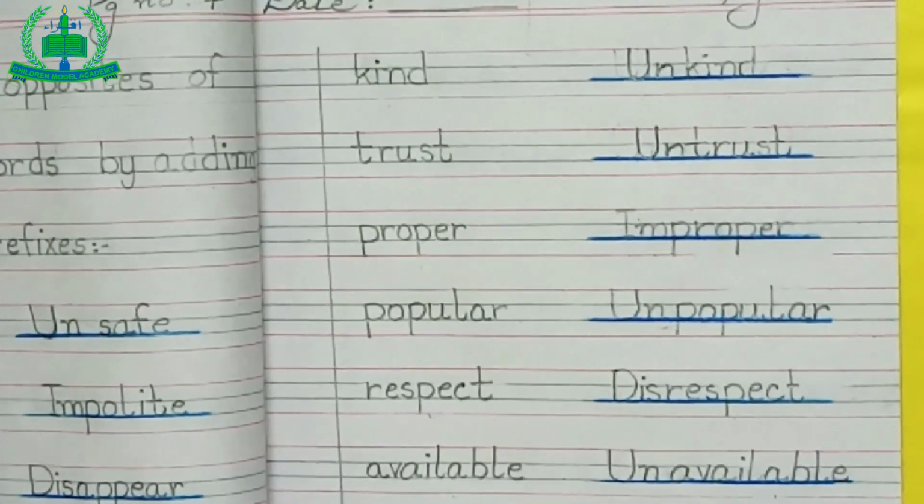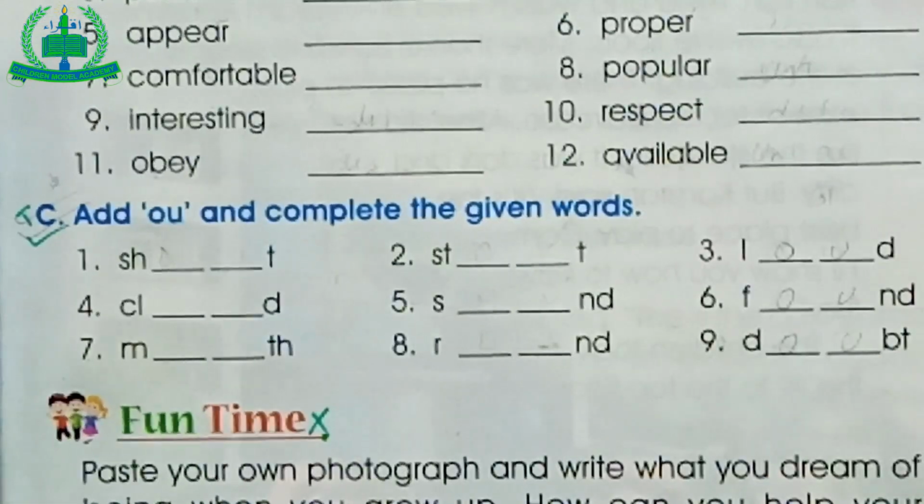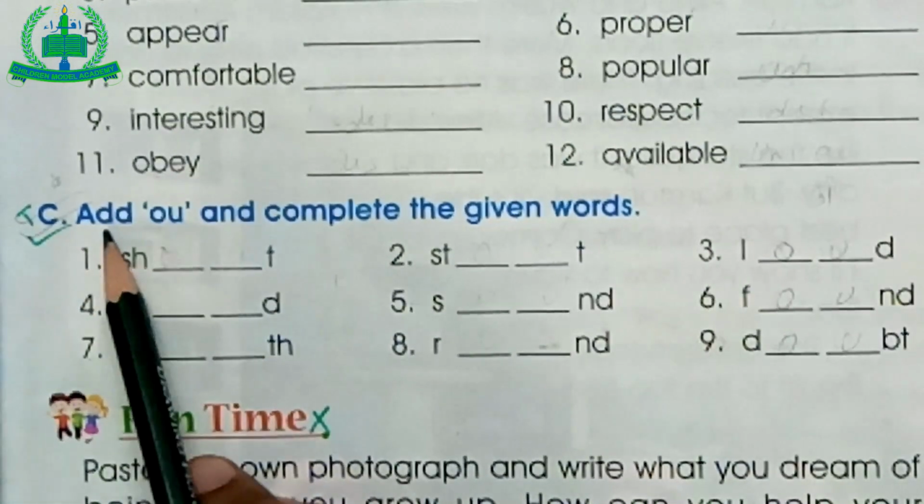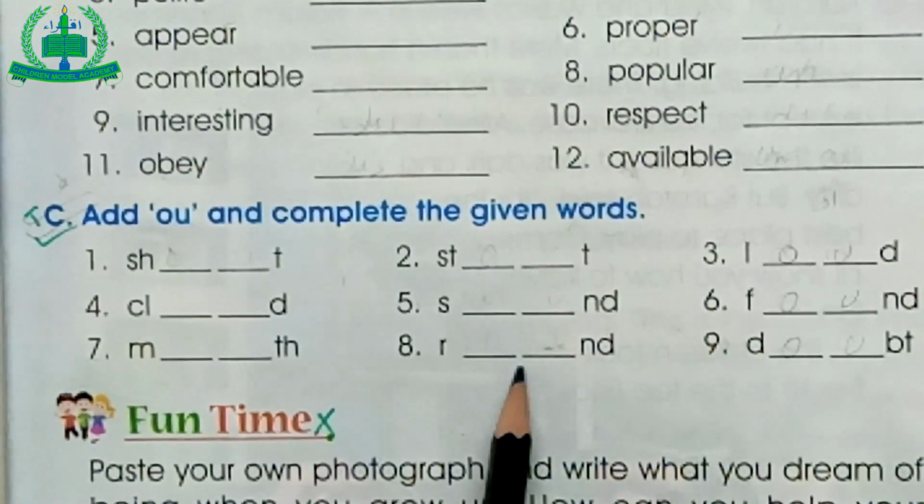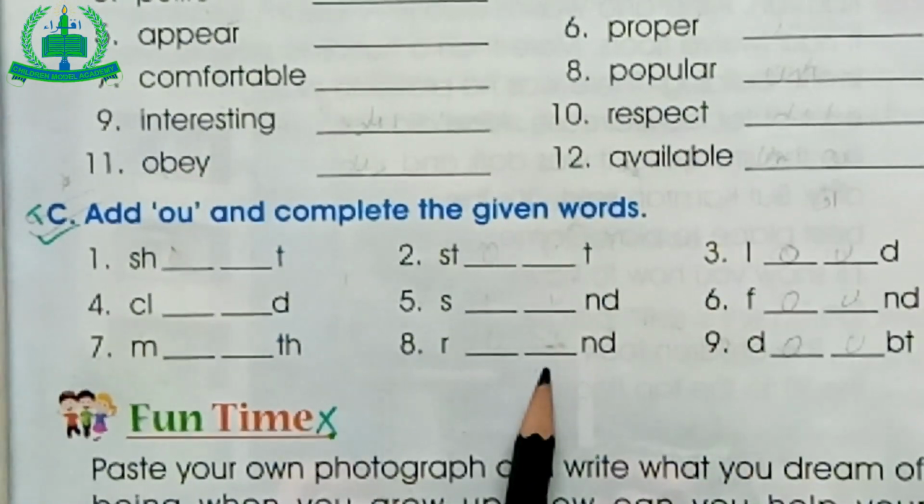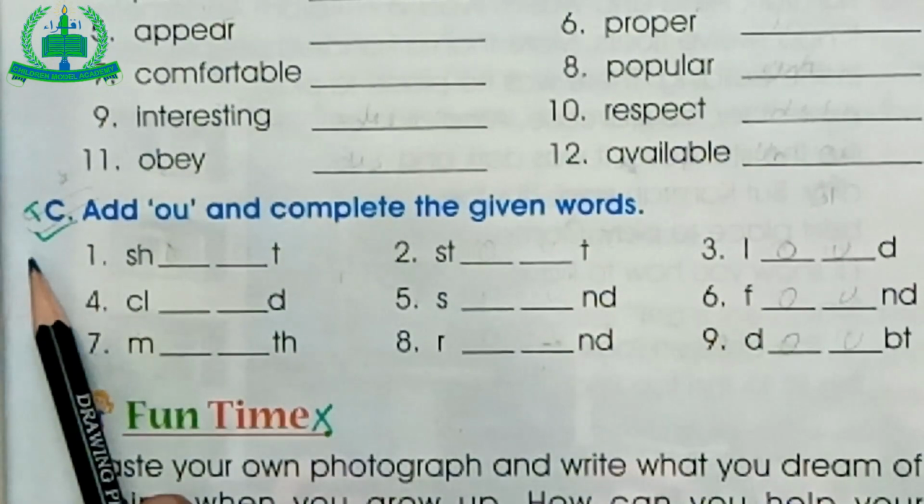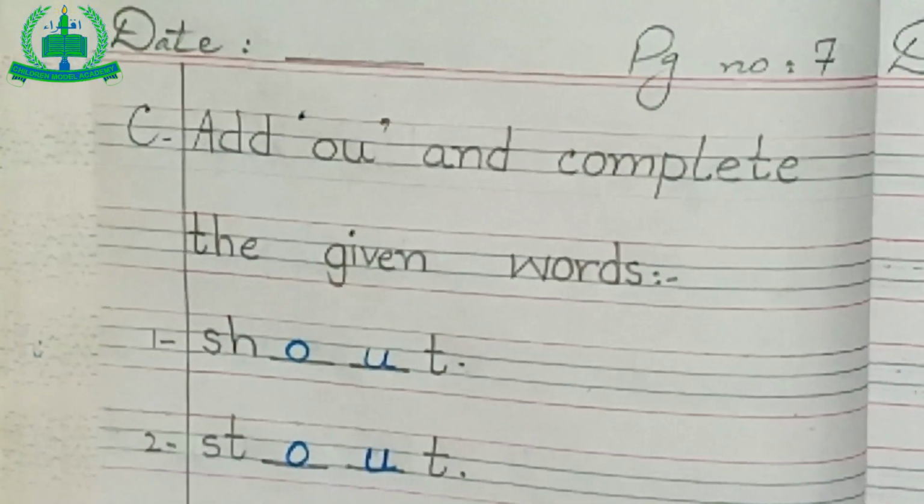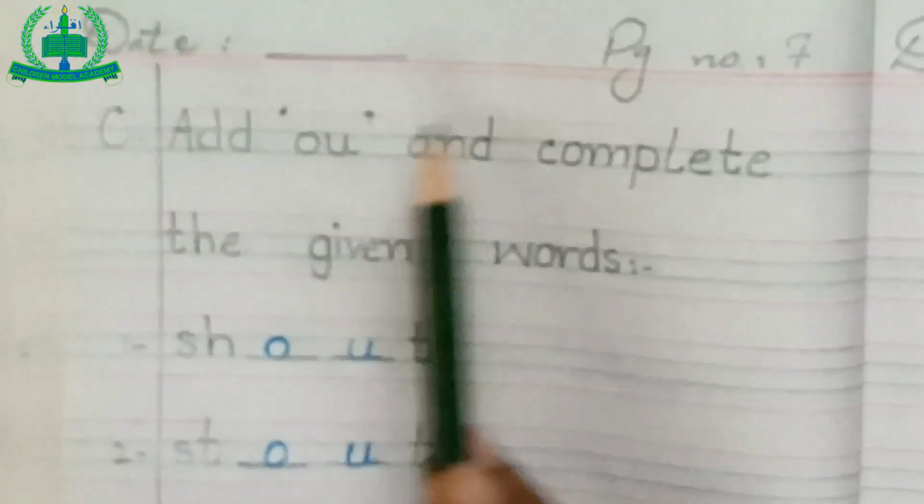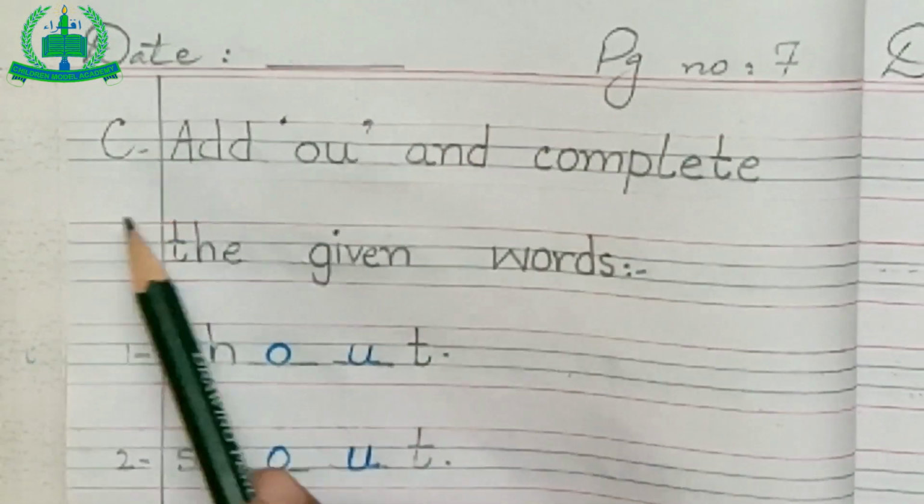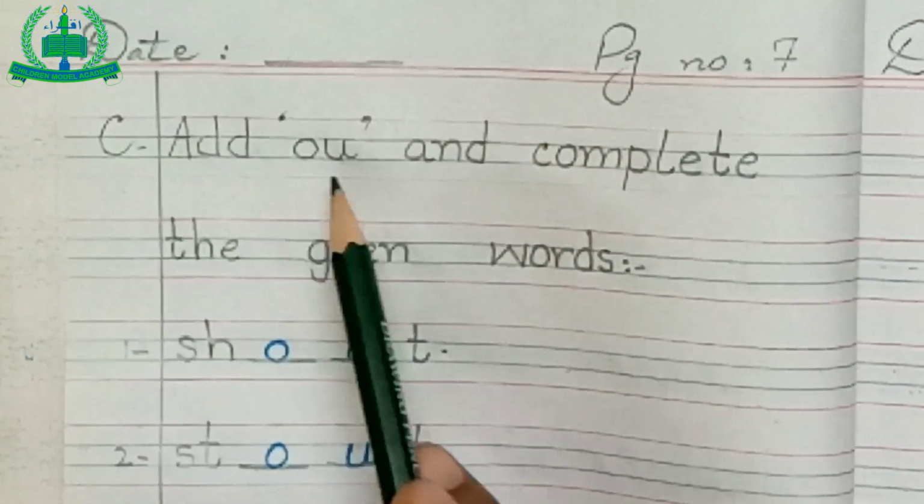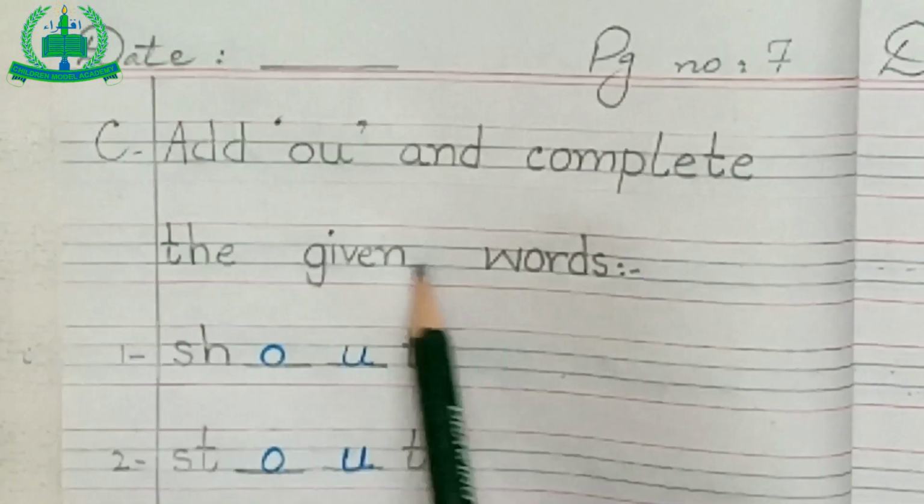Now we are going to start the next exercise, C. Add OU and complete the given words. Do this exercise in your English classwork copy. This is your text exercise. Again, mention date, page number, exercise C. Add OU and complete the given words.